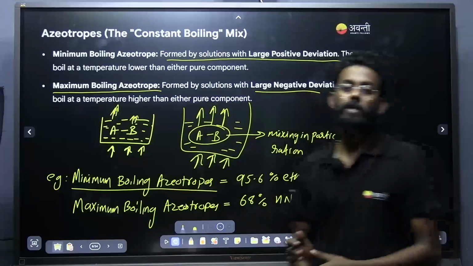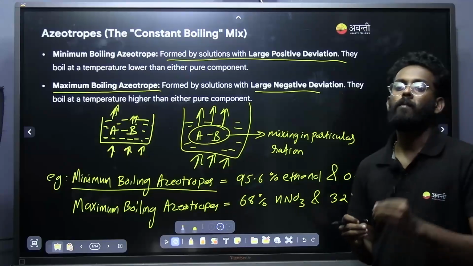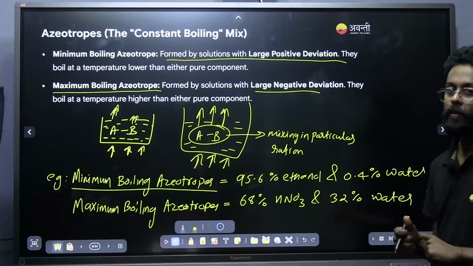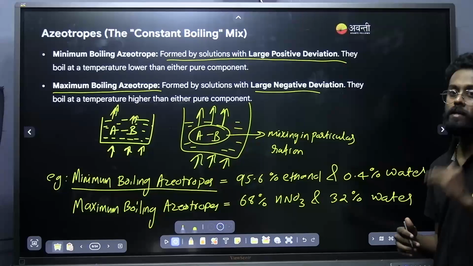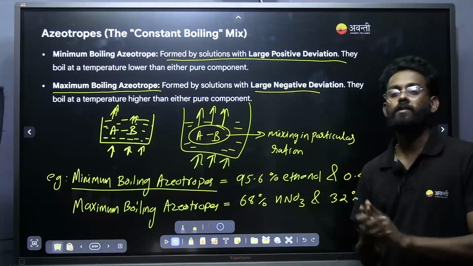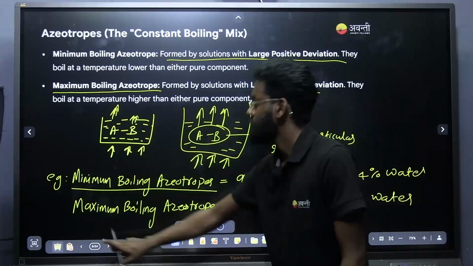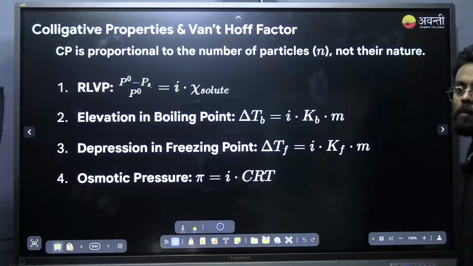So students, this is the complete idea about azeotropes. Azeotropes will boil at a constant boiling point rather than boiling separately. Okay, and this will happen only if we mix two liquids in a particular ratio. Moving to the next one, the important part of this chapter.